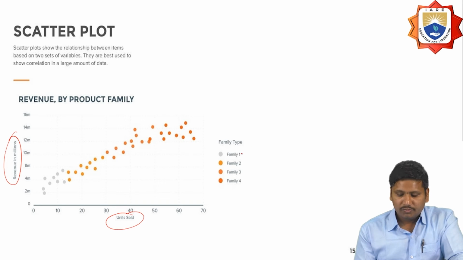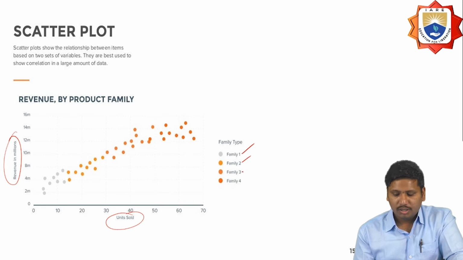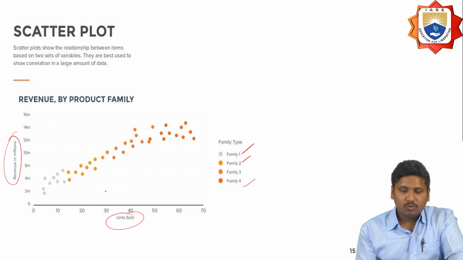So blue color is family 1, orange is family 2, a little bit darker will be family 3, and full orange should be family 4. So the scatter plot shows that kind of relationship between the items among the set of variables.